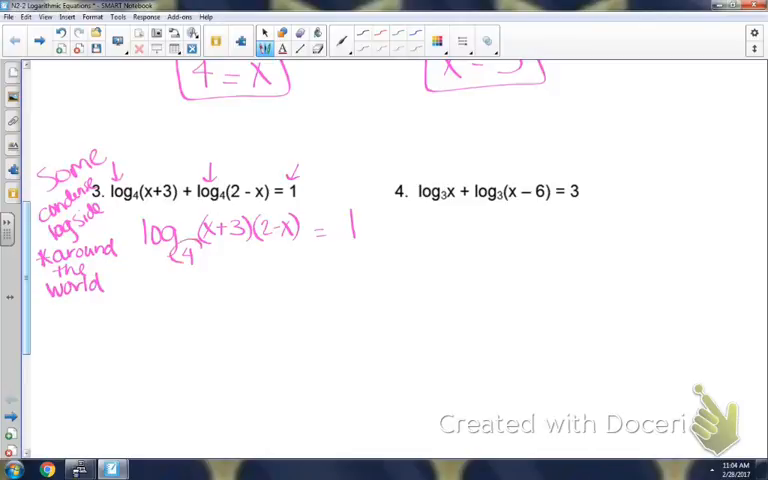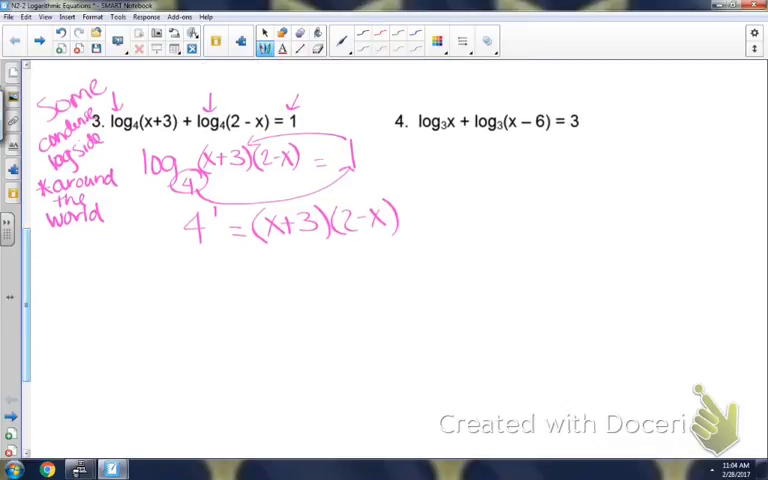So my base is 4 to the first power equals all of that multiplied together. I'm just going to rewrite that and then I'll multiply it. Okay, so 4 to the first power is just 4. I need to use FOIL here because I'm multiplying binomials together.